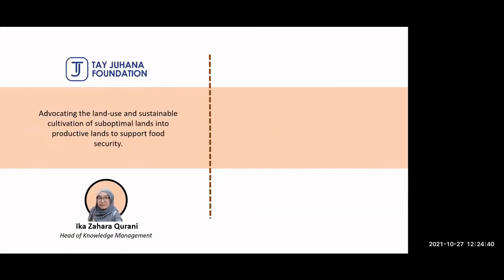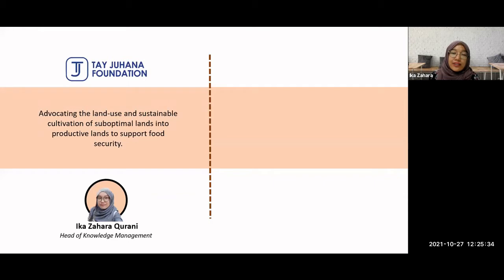So yeah, we'll begin this presentation, but first of all, I'd like to introduce my organization first. I work for Te Juhana Foundation. This is an environmental non-profit organization that focuses on advocating land use and sustainable cultivation of suboptimal lands to support food security. So suboptimal lands here means generally the types of soil that is too wet or too dry. And sometimes it's also known for, let's say, peatland, dry lands, arid lands, or swamp lands.